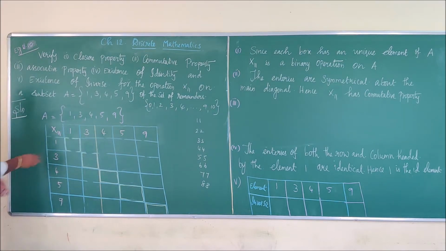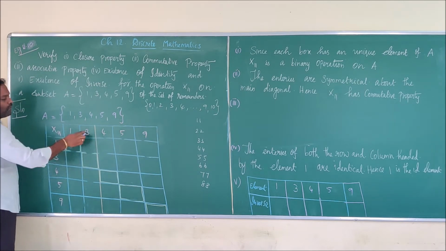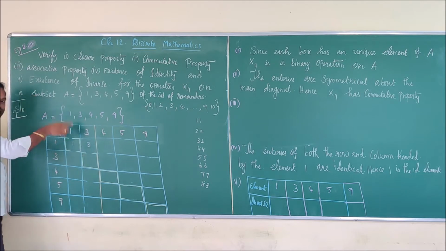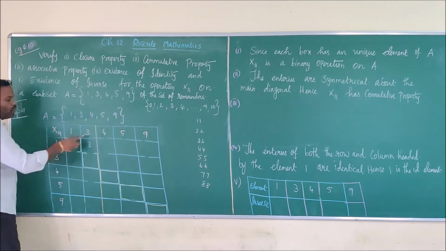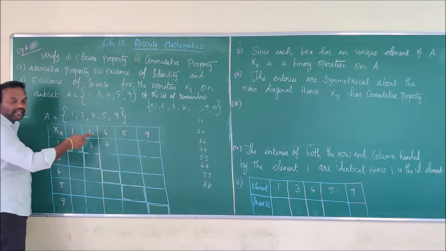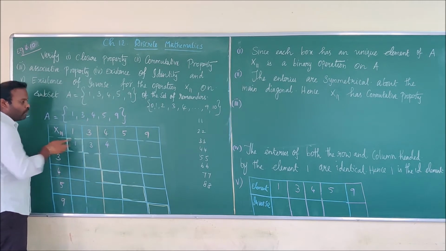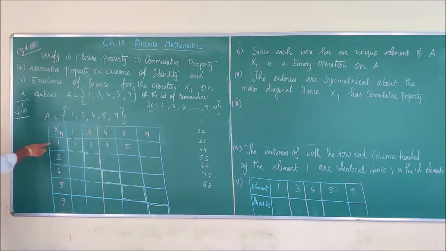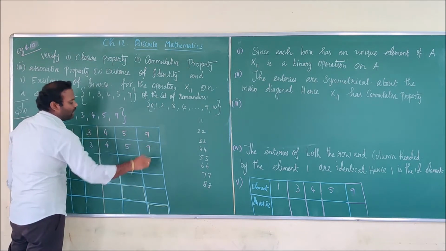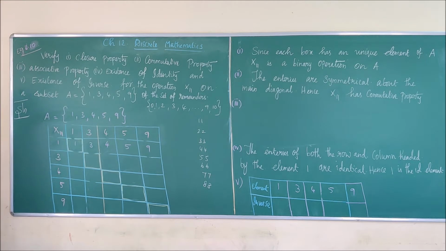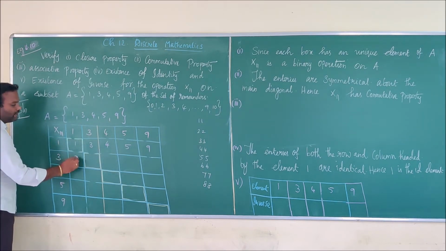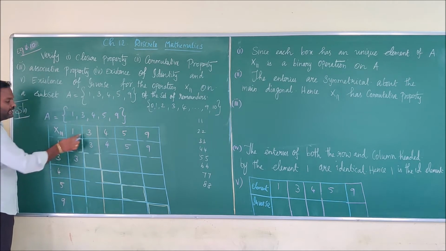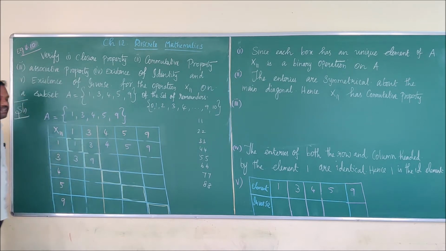What is that? 1 into 1 is 1 because it is less than 11. 1 into 3 is 3 because it is also less than 11. 1 into 4 is 4, 1 into 5 is 5, and 1 into 9 is also 9, because they are less than 11. Okay. Next, 3 into 1 is 3.